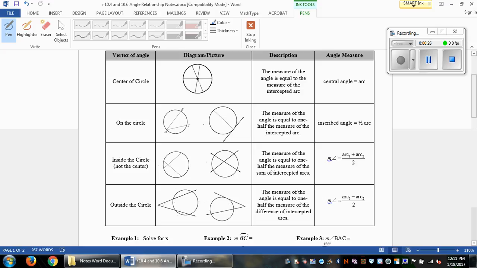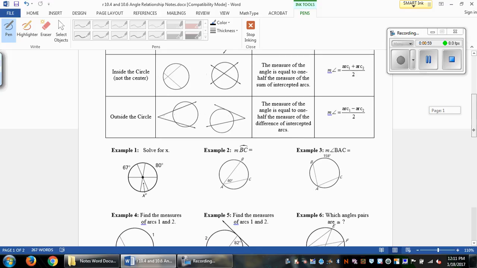determine the measure. So first off, if you have the central angle, it's going to equal directly the arc. So it does have to start in the center, and it'll equal the arc. If it crosses through the circle, then the inscribed angle is going to equal half the arc length. And if it's crossing through the circle, you need to add and divide by 2 the arcs. And if it's outside the circle, then you subtract the arcs and divide by 2.